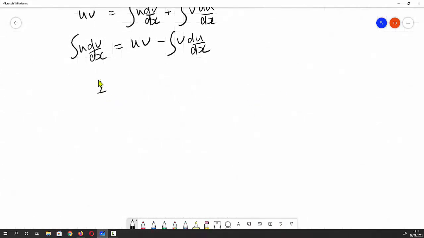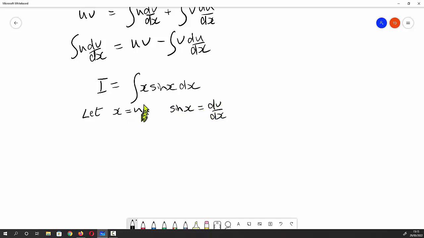So if we say our integrand is equal to the integral of x sine x dx, we're going to let x equal u and sine x equal dv dx. We're going to differentiate u, so we're going to get du dx is equal to 1, and we're going to integrate dv dx, so we're going to get v is equal to minus cos x.